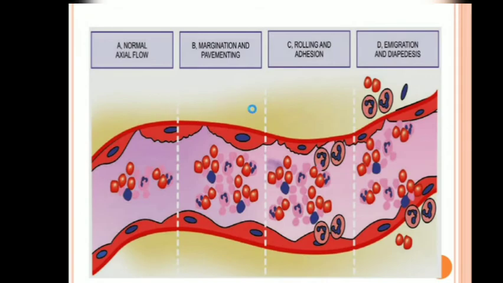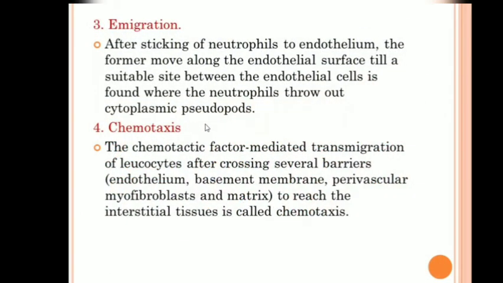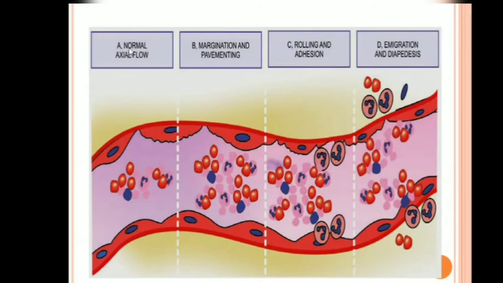This is a diagram explaining the cellular events. First is the normal axial flow. Second is the margination and the pavementing. Third is the rolling and adhesion, where the neutrophils go and adhere to the vessel wall. And fourth is the emigration and diapedesis. So the neutrophils emigrate because of the release of collagenase.